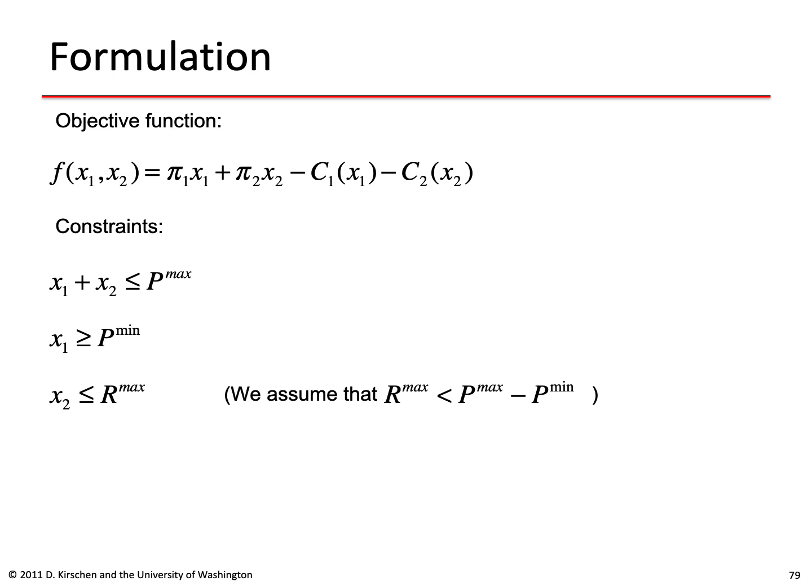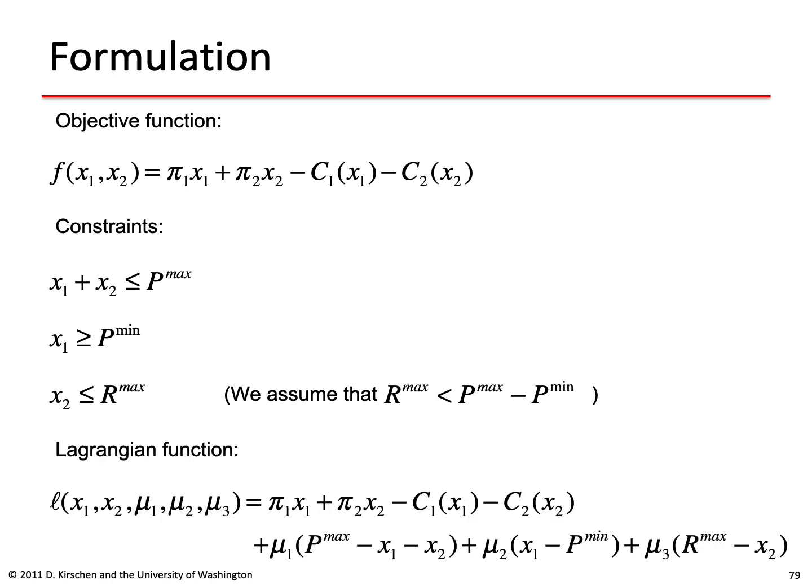So putting the objective function and the constraints together, we get a Lagrangian function of the two decision variables x1 and x2, and we have three Lagrange multipliers, mu1, mu2, and mu3, one for each of these constraints. Mu1 relates to the maximum output of the generating unit, mu2 to the minimum output, and mu3 to the ramp rate constraint on the reserve.